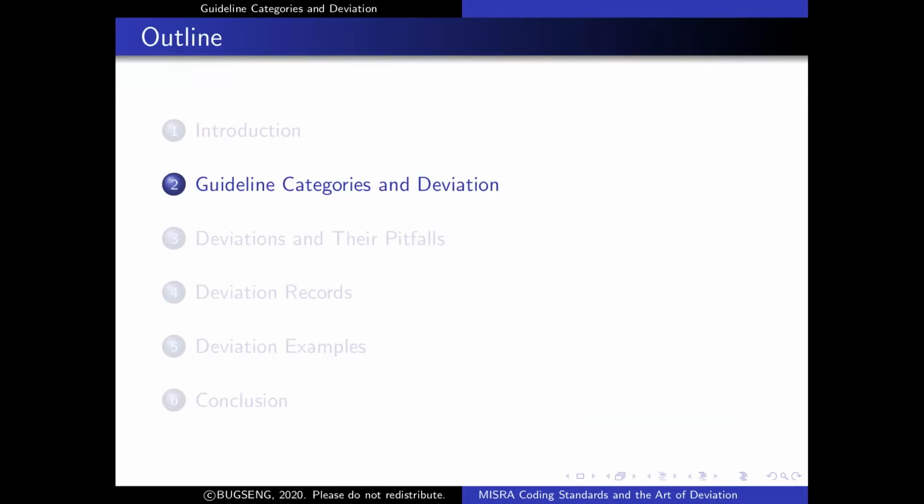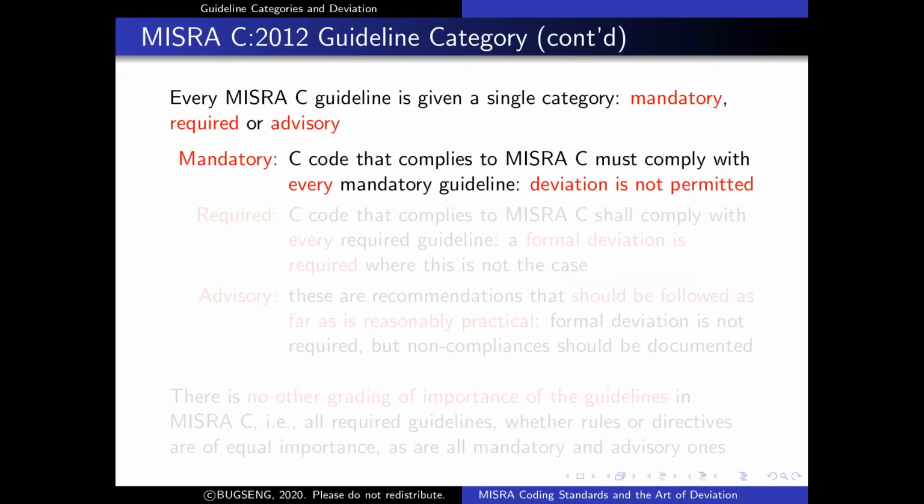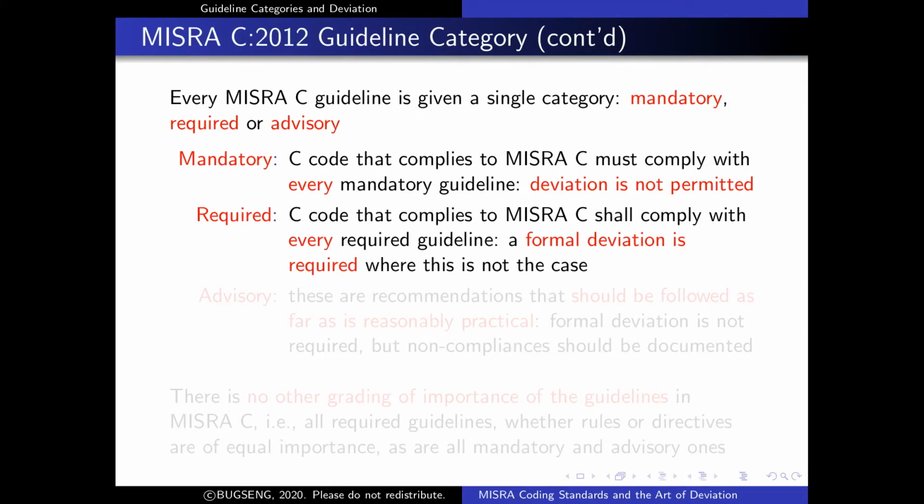Okay. So, guideline categories and deviation. For those of you who know the MISRA C 2012 guidelines, guidelines have a category associated. We should say a default category. And the category can be mandatory, required, or advisory. Every guideline that is given a mandatory category is a guideline that you have to comply with. So deviation is not permitted. They are a minority of guidelines, but they really have to be complied with, because otherwise the risks are too big.